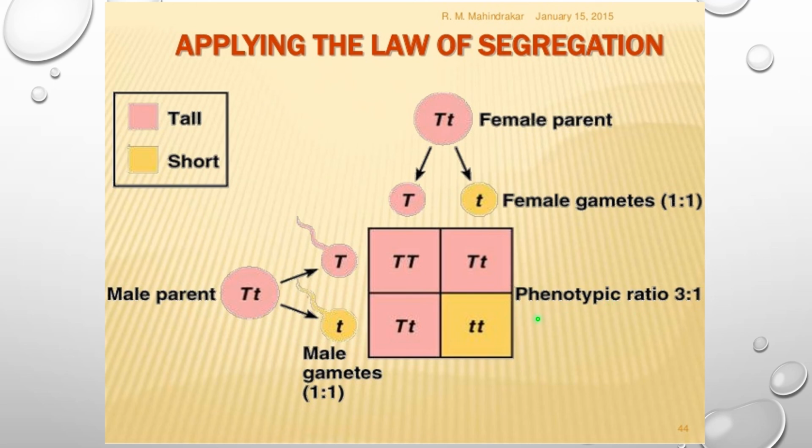So when I ask you what the genotypic ratio will be, the genotypic ratio is 1:2:1. Why is it like that? Because even though phenotypically they are tall, they are different in their genotypic or genetic constitution. This is homozygous dominant, so this is 1. These two are heterozygous dominant, so this is 2. So 1:2, and this is homozygous recessive, this is 1. So 1:2:1 is the genotypic ratio. So this is about the law of segregation.